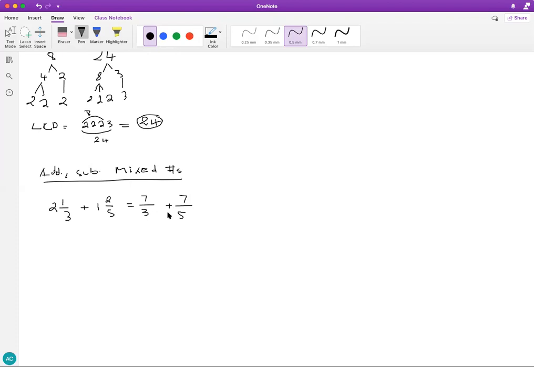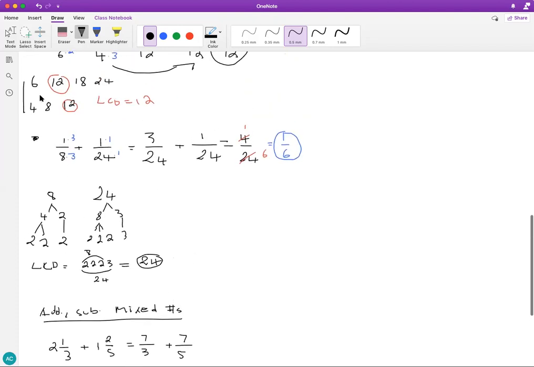Now, can someone tell us right away what's the LCD? What is the common denominator for 3 and 5? Anyone? What's a number that 3 and 5 can go into? Or what's a common multiple for 3 and 5? 15. Very good, that's 15, okay?